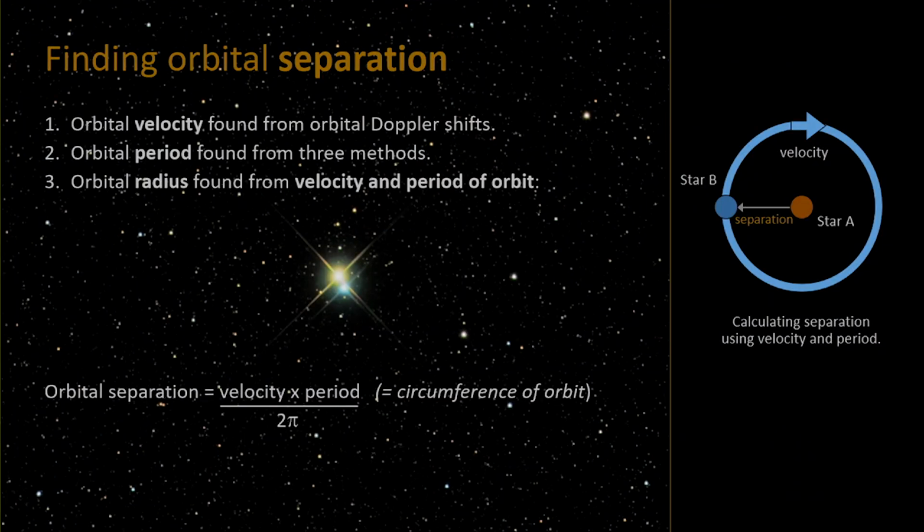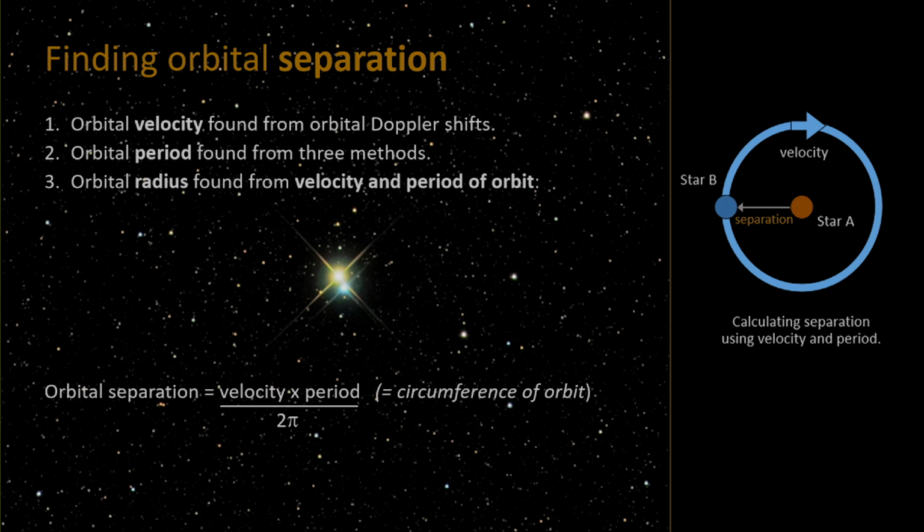Think about the orbital velocity. We just said you can get that from how much those spectral lines shift, if it's greater or lesser. We also said we could figure out the period of time it would take for the stars to orbit. Think about what that means. Velocity is distance over time. Period is time. You see where I'm going here? So we can use the velocity and the period to find the distance between them.